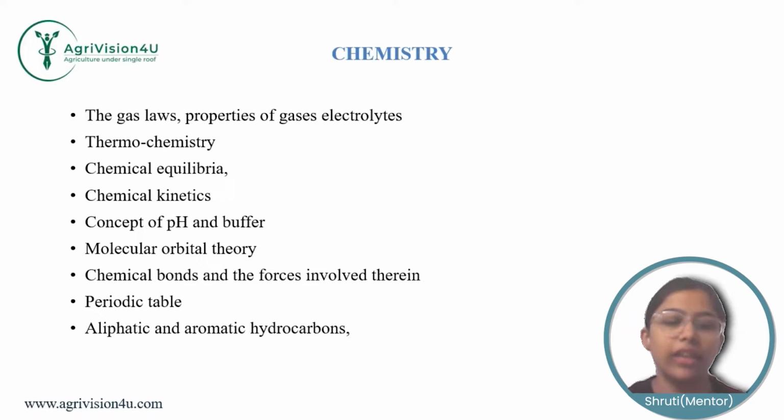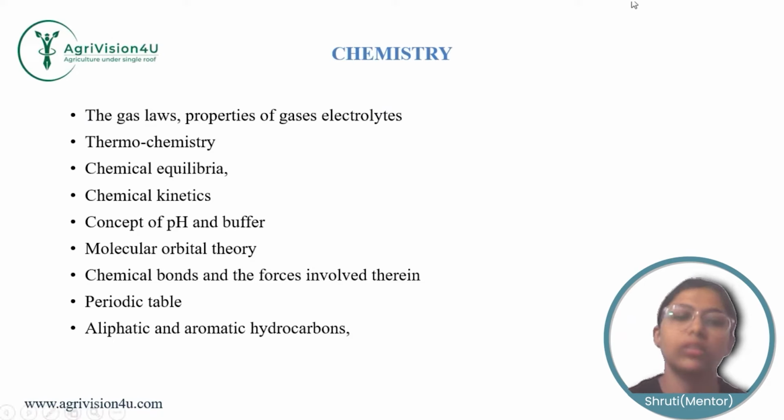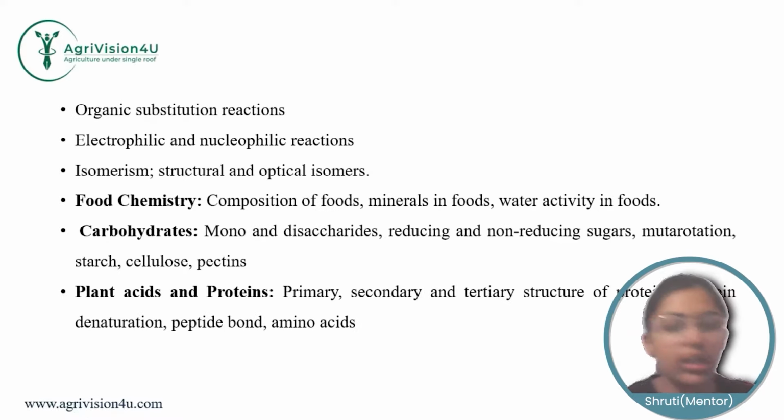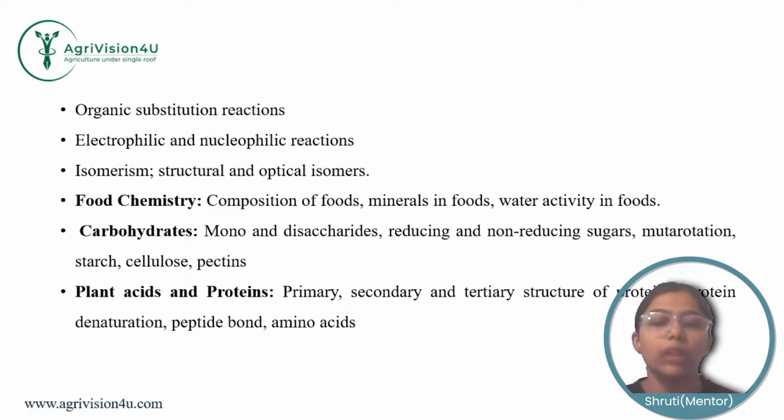There were questions on aliphatic and aromatic hydrocarbons, and on gas laws, thermochemistry, chemical equilibria, chemical kinetics, and chemical bonds and forces involved, which are also important. Each important point is included in this entrance exam. Again, organic substitution reactions and isomerism were there, and the formula of optical isomers and stereoisomers was asked. Again, food chemistry and carbohydrates: moreover, 2 to 3 questions were from food chemistry.